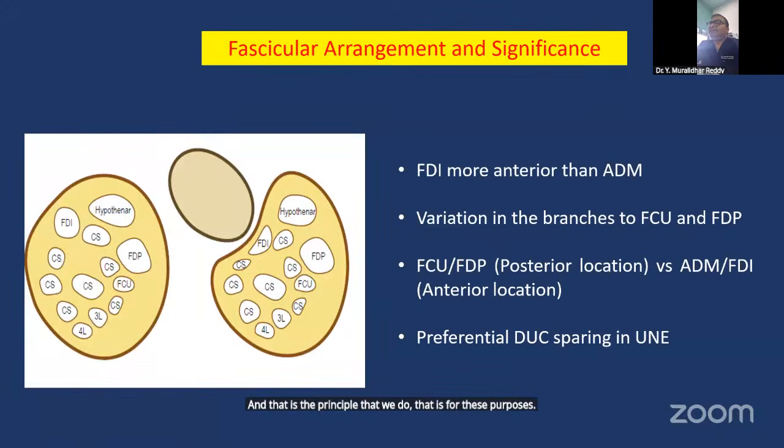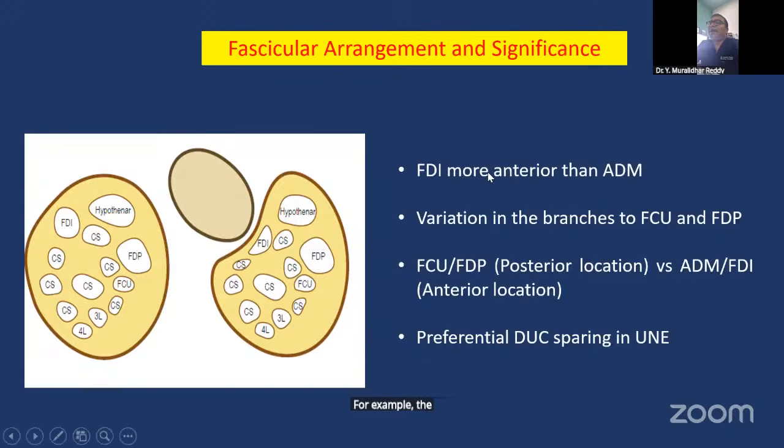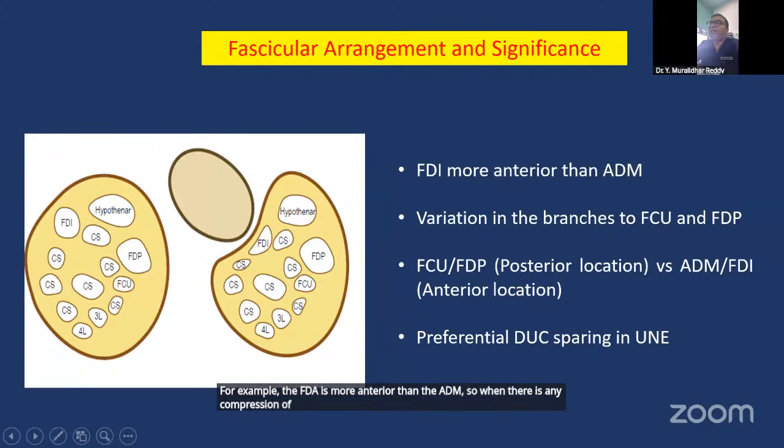The next thing we should know is that there is a fascicular arrangement of the ulnar nerve. This has clinical implications. For example, the FDI is more anterior than the ADM. So when there is any compression of the ulnar nerve at the elbow, the FDI may be involved earlier than the ADM. So if the motor nerve conduction from the ADM comes out normal, we should always record from the FDI also.